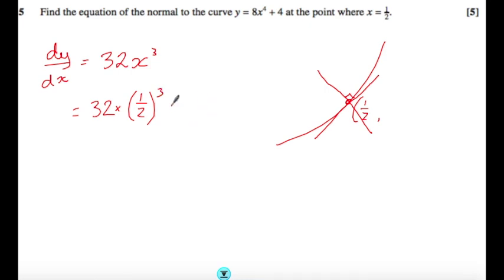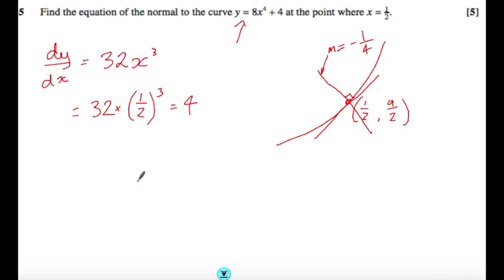That gives us 4. So we know the gradient is 4, so the gradient of our normal must be minus a quarter. So we've got to flip it and change the sign. Okay, we also need to know a point on the curve, so we're going to have to sub this x value in to find the y value. So I'm going to sub it into the top equation. So 8 times a half to the 4 plus 4 is 9 over 2, or 4.5.